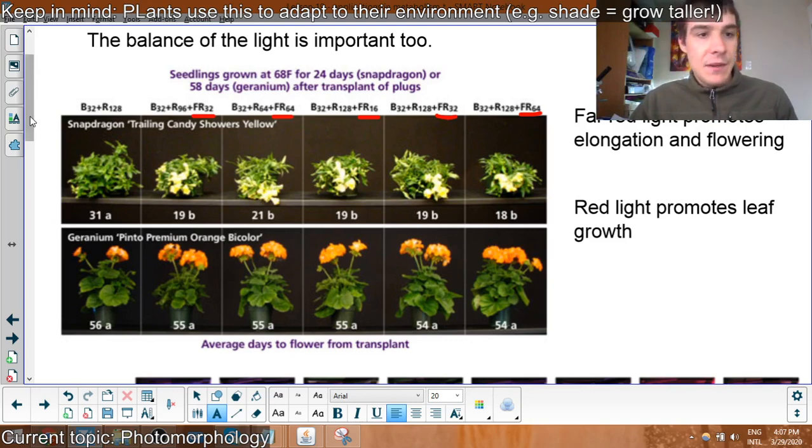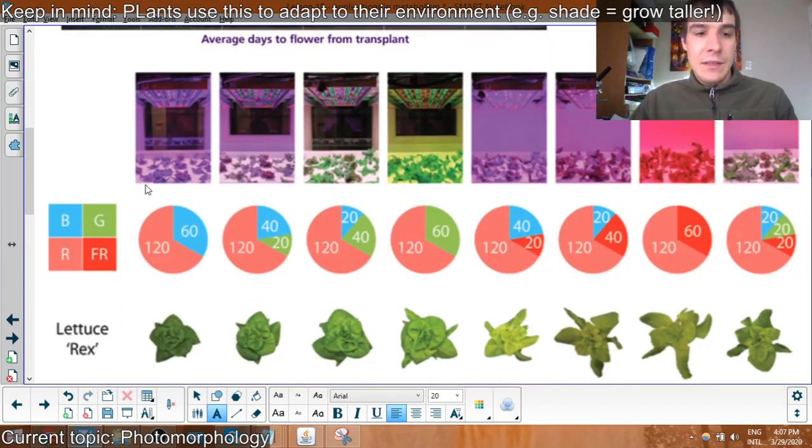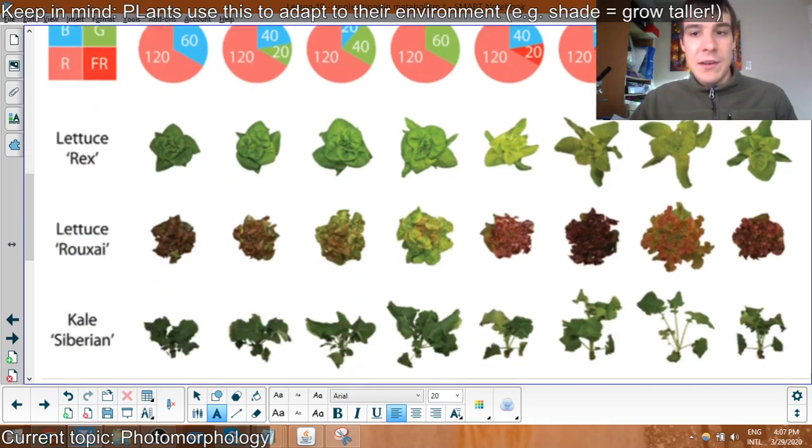Yeah, so that's far red. And then here's another experiment that they did where all red and some green, red, some green and some blue, red, all blue, stuff like that. And you can see that the one that was in all red has the longer kind of stems and the bigger leaves. And other ones are squatter and stuff like that. So yeah, far red promotes growth.